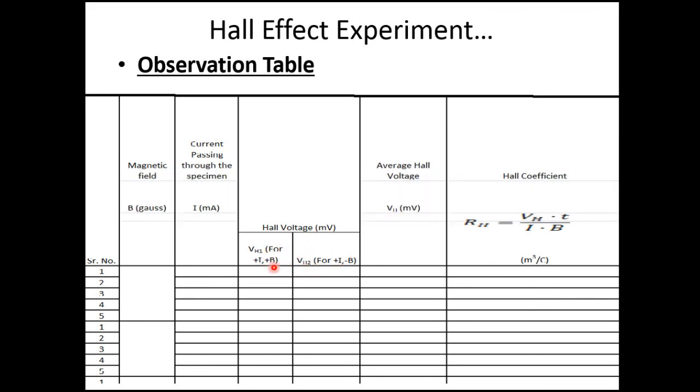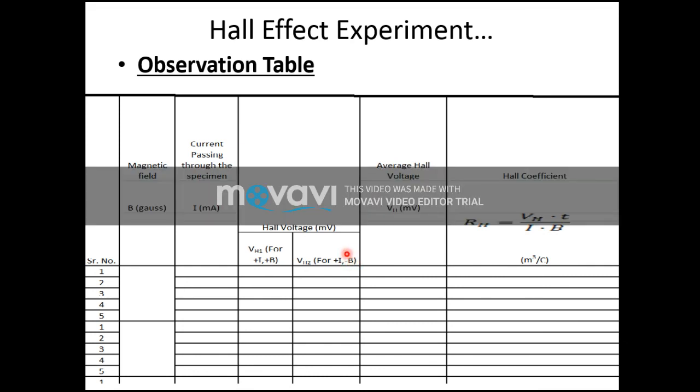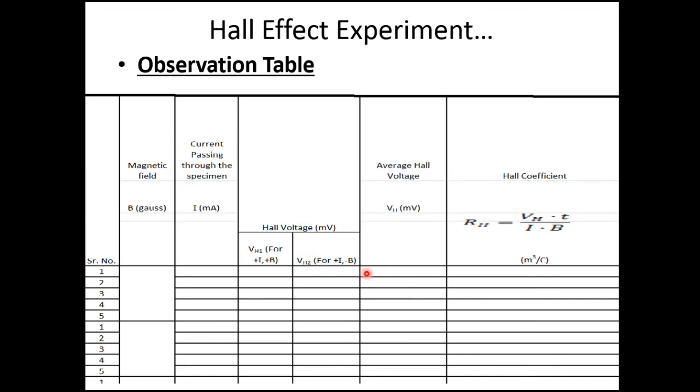One is for plus I, so the current applied is the same, but you can reverse the magnetic field. So when you reverse the value of the magnetic field, this value may change a little bit, but it must be almost same. Okay, now you can take the average of these two values, average Hall voltage.